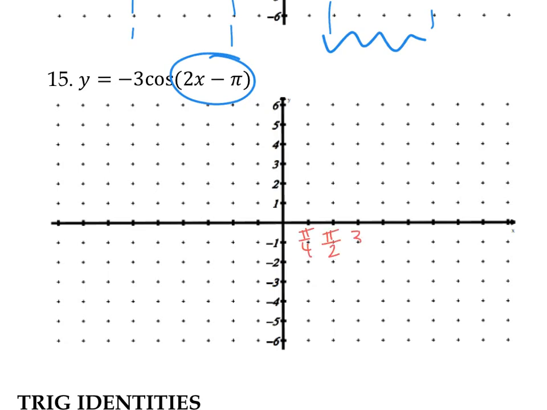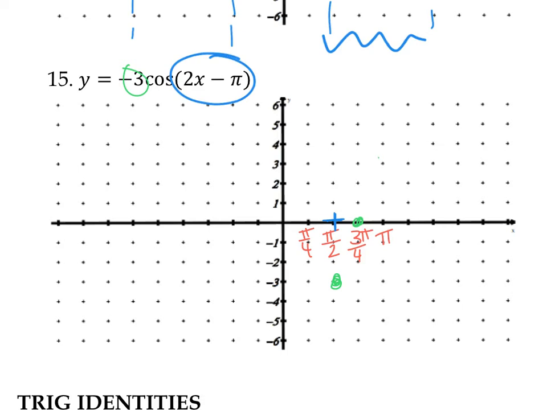2 pi over 4, 3 pi over 4, 4 pi over 4. So I'm going to go over phase shift pi over 2 up 0. So my new origin is right here. So cosine usually starts where? 0, 1. But because of this 3, it's going to start at 0, 3. And because it's negative, I go 0 down 3. And then go back to the x-axis.